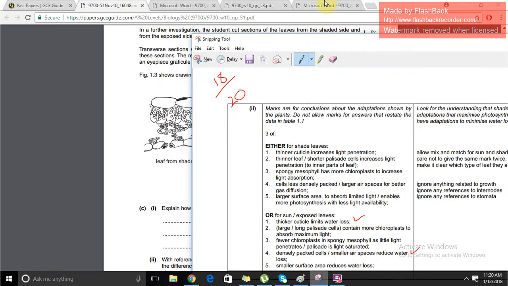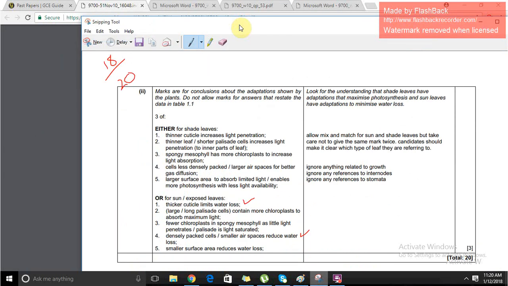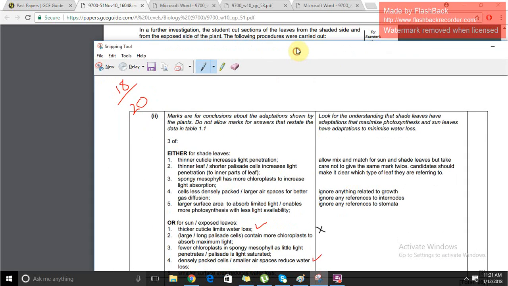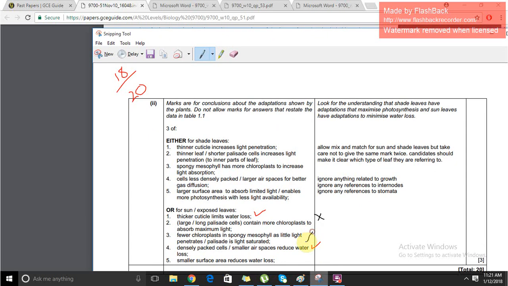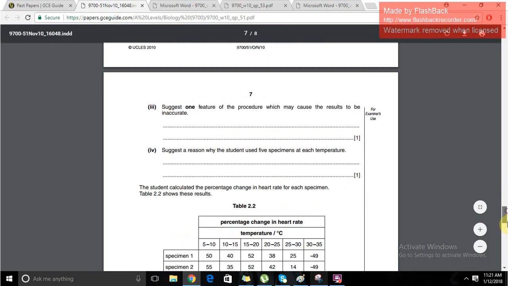What did we miss? Larger, longer palisade cells, they contain more chloroplasts to absorb maximum light. Fewer chloroplasts as little light penetrates this far. Yep, because most of it would have already been absorbed at this point. Smaller surface area reduces water loss. And that's it. Now let me take a break and then we'll move on to question number 2, which will be more statistical.